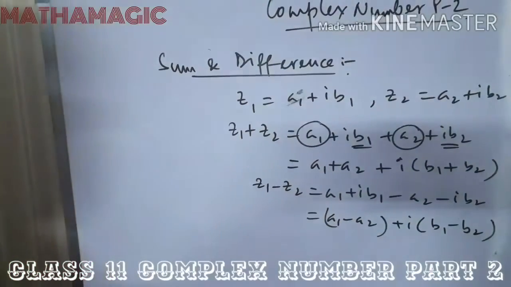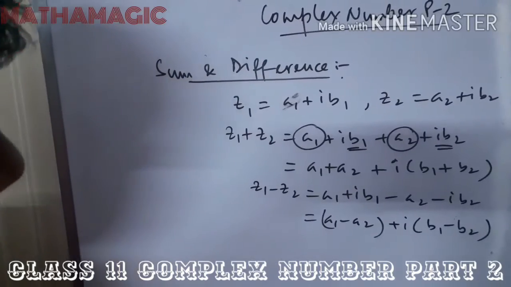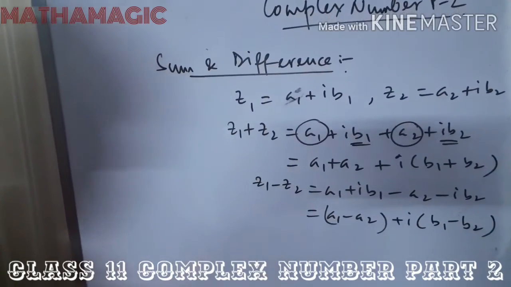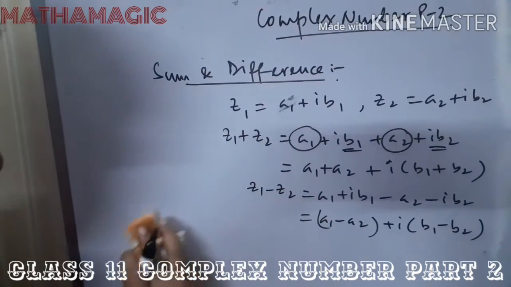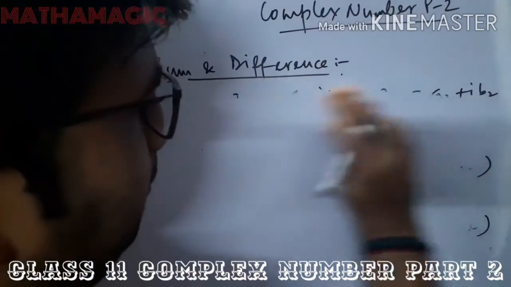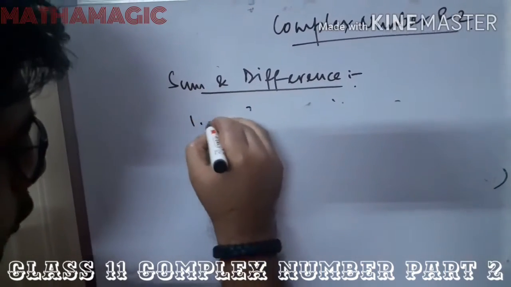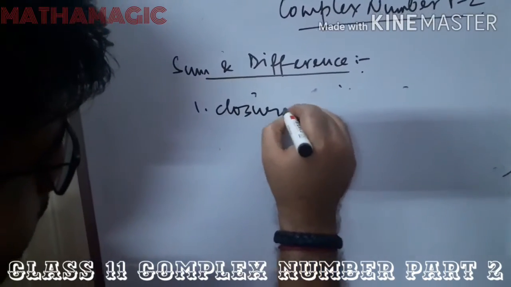Now there are some properties related to the sum and difference of two complex numbers, which we are going to discuss right now. If needed, then please note it down so that we can move to the next one. So some properties related to the sum and difference of two complex numbers, the first one is closure property.